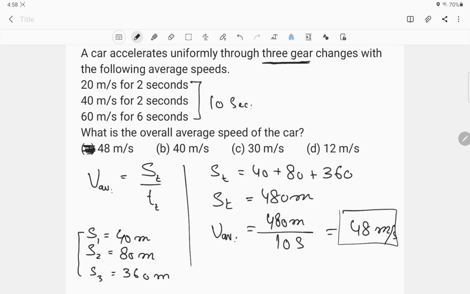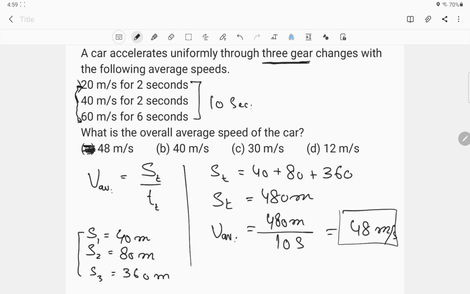Another thing, a tip to solve such type of MCQs. One thing that you must keep in mind is that for the average velocity of 2, 3 or 4, as many velocities as there are, the average value should fall between the minimum and maximum velocities. Like we have three velocities here, 20, 40 and 60. The average value should fall between the minimum and maximum.